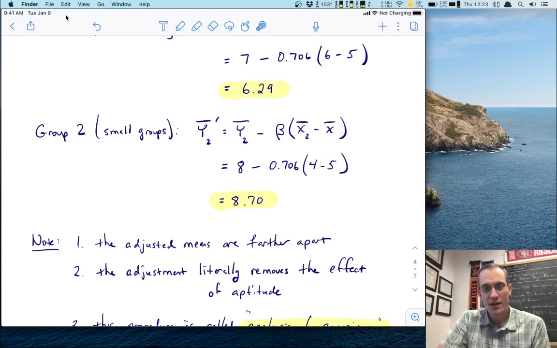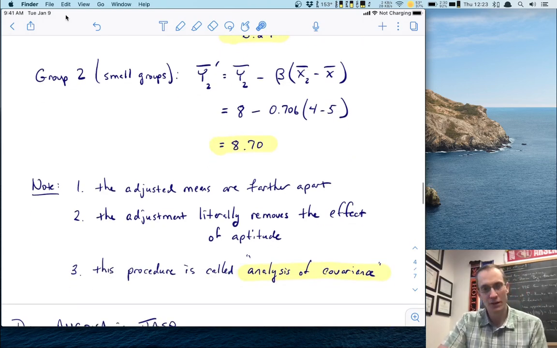Okay, so analysis of covariance, which is what this is called, literally is you adjust the group means by removing the effect of some covariate. Okay, remember that. That's what makes analysis of covariance work.